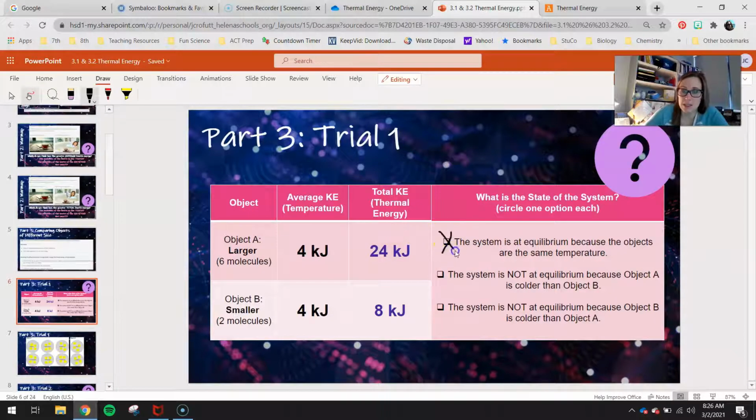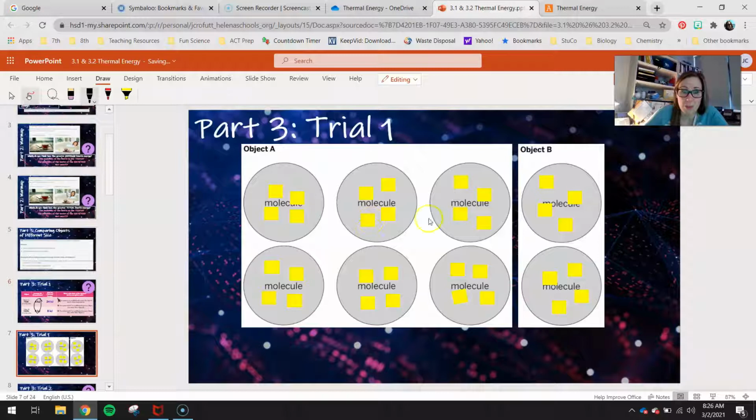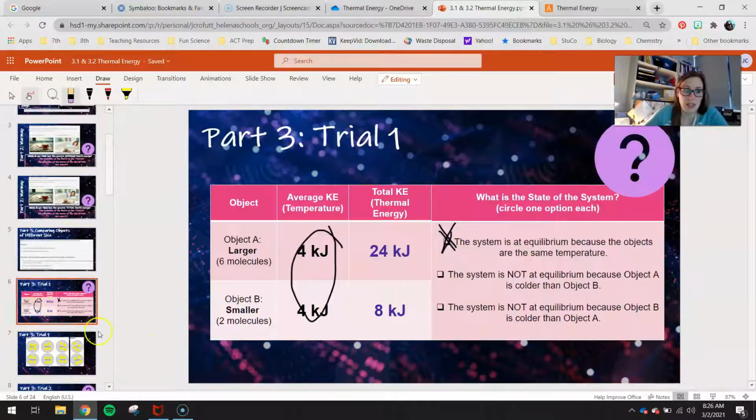So if you look at this, each of these objects has the same temperature. So the system is at equilibrium. When we push these two together, there will be no energy transfer between these two objects at all because all of these molecules already have 4 kilojoules of energy. So they can't even it out, okay? All right, let me go ahead and erase that. So you guys should have this checked: the system is at equilibrium because the objects are the same, okay?